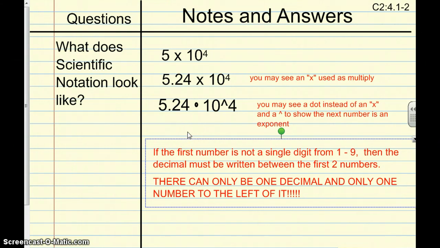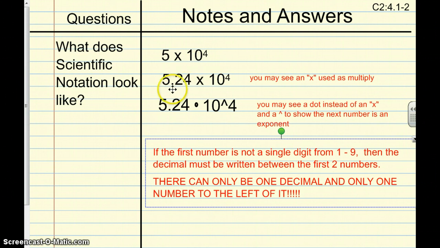Okay, this is where we're going to start taking your notes, so you might want to pause the video here for people to be able to catch up on these notes. The first question is, what does scientific notation look like? This first example is pretty simple. It's just the number 5 being multiplied by 10 4 times. So that really means 5 times 10 times 10 times 10 times 10. So this is an easier way to write that.